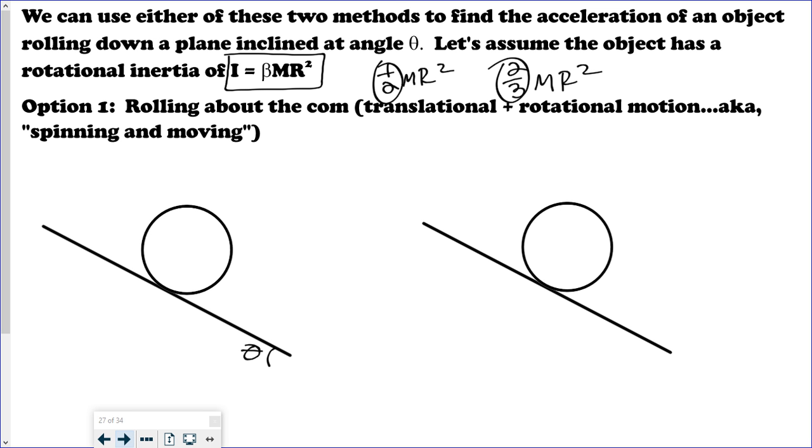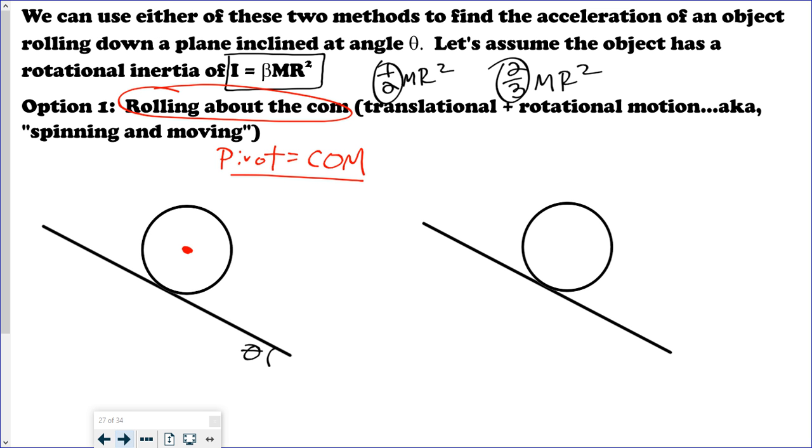All right? So what we're going to do here is calculate the acceleration of this circular object rolling down our inclined plane, okay? And so in option 1, we're going to consider it as rolling about the center of mass. So here's my center of mass, that's going to be my pivot point. So pivot equals center of mass, okay?